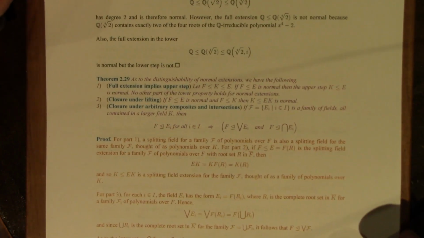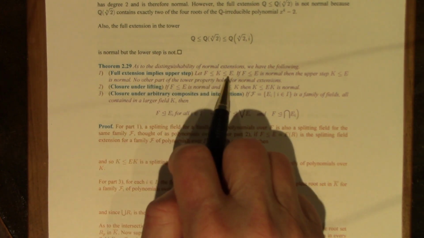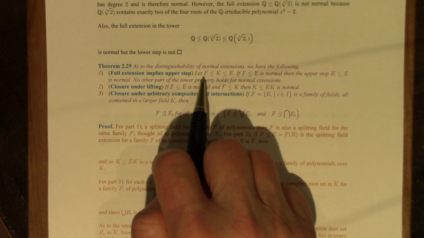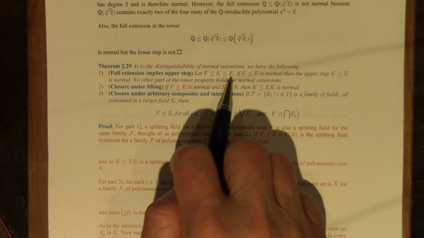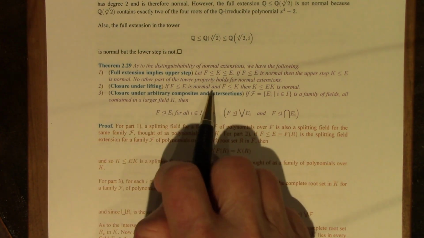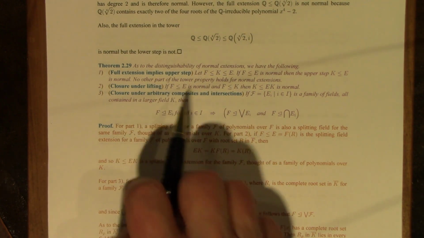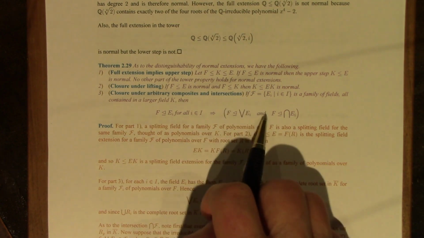So here is the full story on distinguishability for normal extensions. If we have a tower, if E over F is normal, the upper step is normal. And that's it. No other tower properties hold. Okay. Closure under lifting does hold, and closure under arbitrary composites and intersections holds.